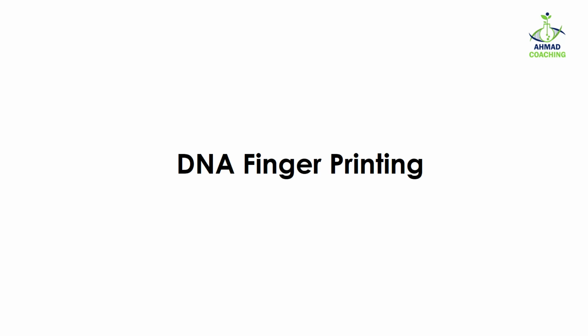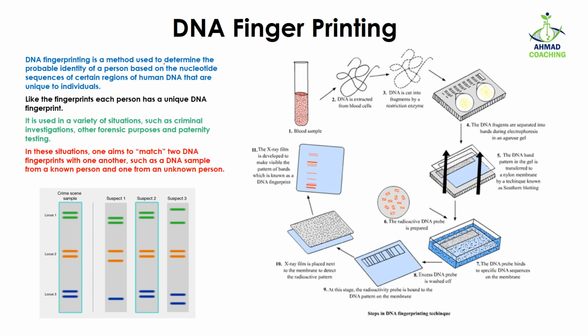Today we are going to study DNA fingerprinting. DNA fingerprinting is a method which is used to determine the probable identity of a person based on the nucleotide sequence of certain regions of human DNA that are unique to the individual.